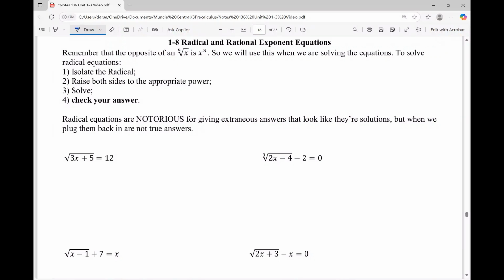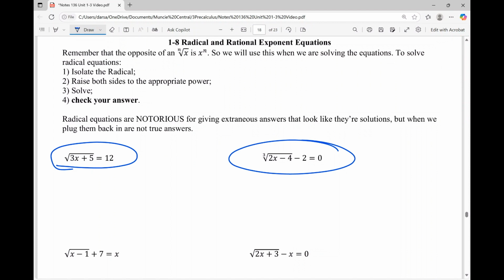Solving radical equations: a radical equation is any equation that involves an nth root. These first two examples, where we have a cube root and a square root with a variable underneath them, and an equation where we have to get x by itself, are excellent examples of beginner radical equations.